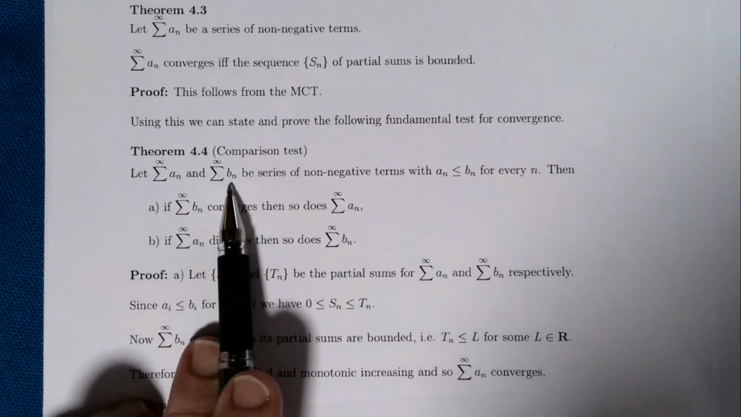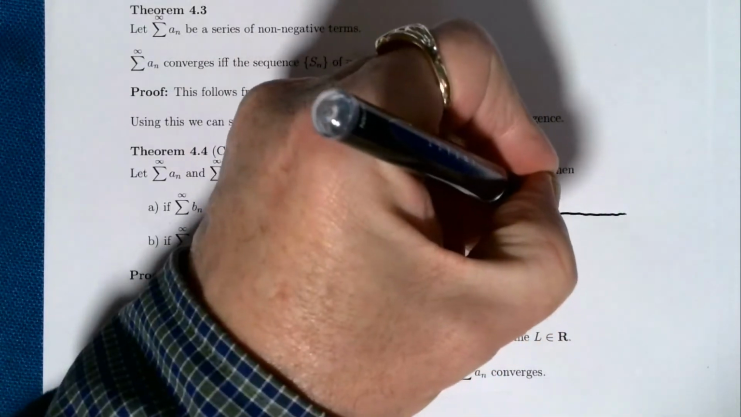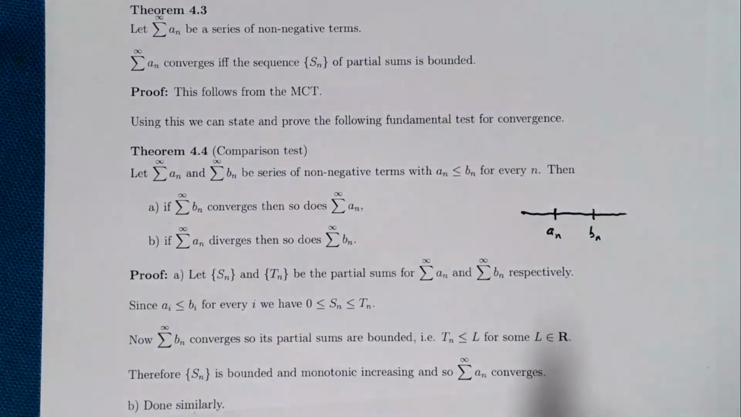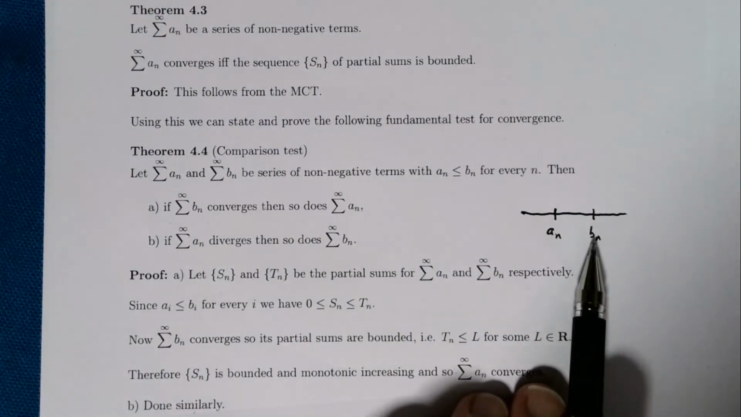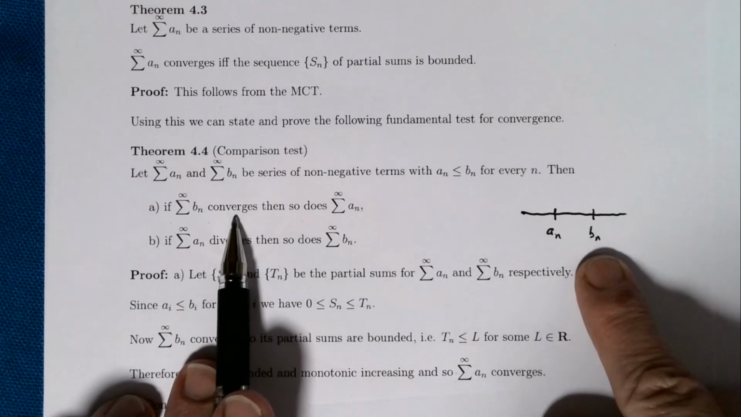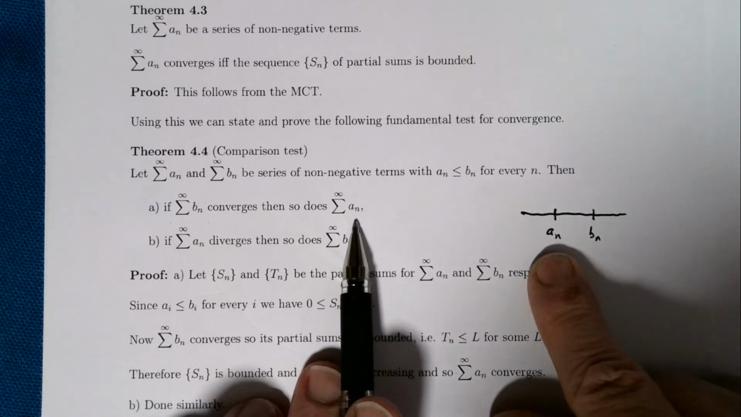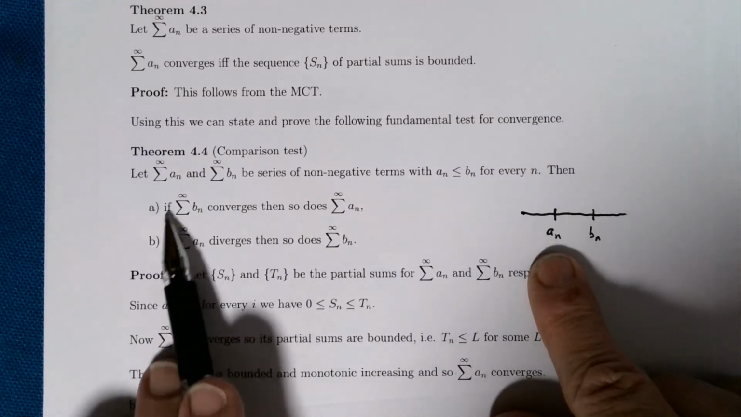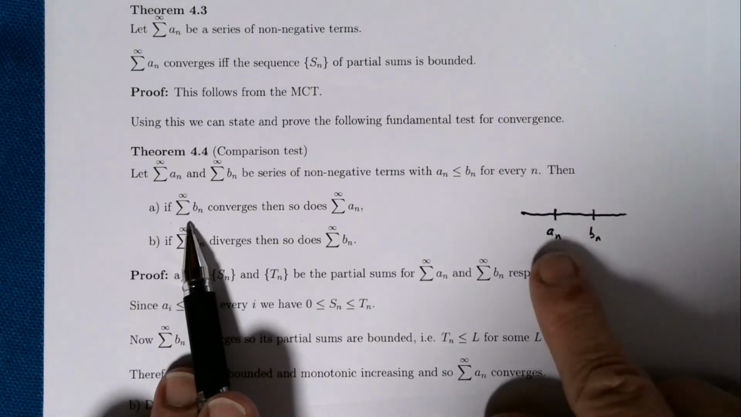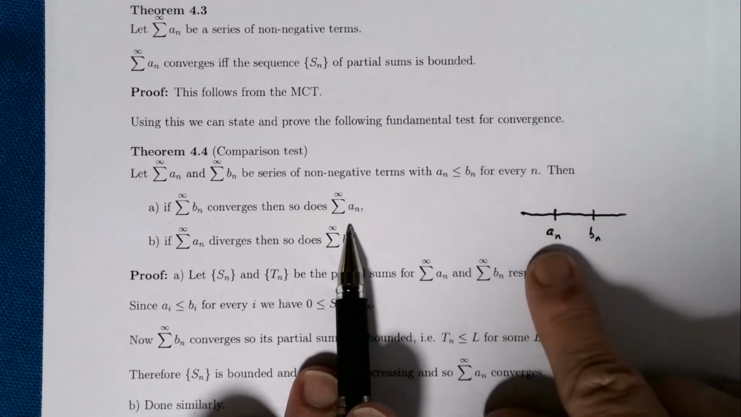are always behind the b_n. So I like to draw a little picture here. There's the a_n. For every n, there's a_n and there's b_n. So a_n is always on the left of b_n. Now, if the infinite sum of all the b_n converges, then the infinite sum of all the a_n should be less than that. So in other words, the sum of all the b_n is a finite number. This theorem says that makes the sum of all the a_n a finite number, because it's going to be on the left of the b_n.